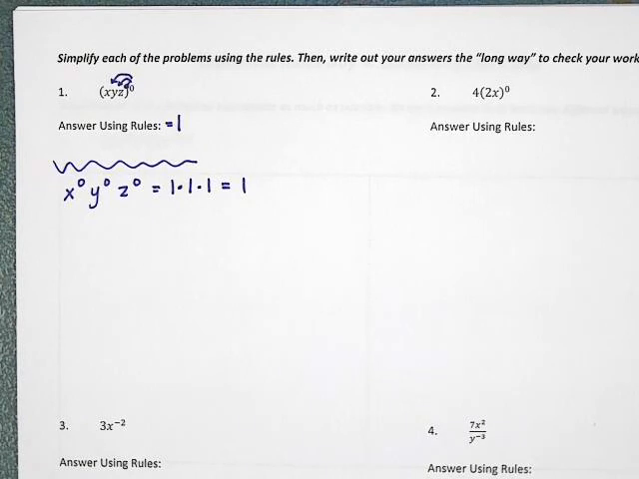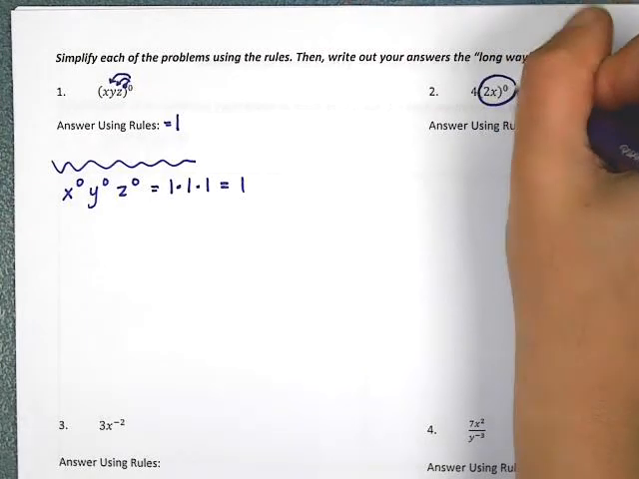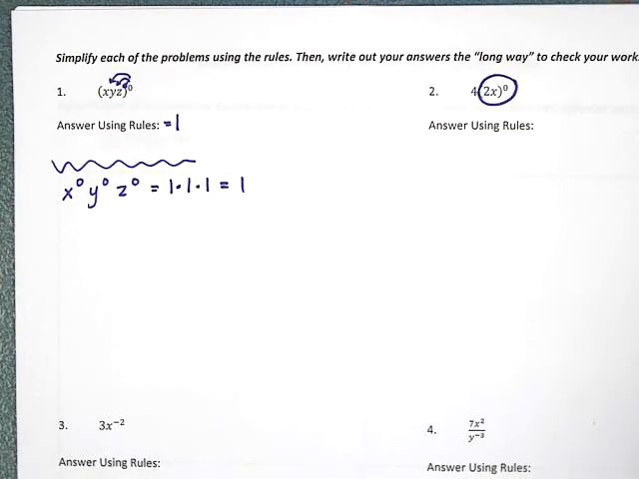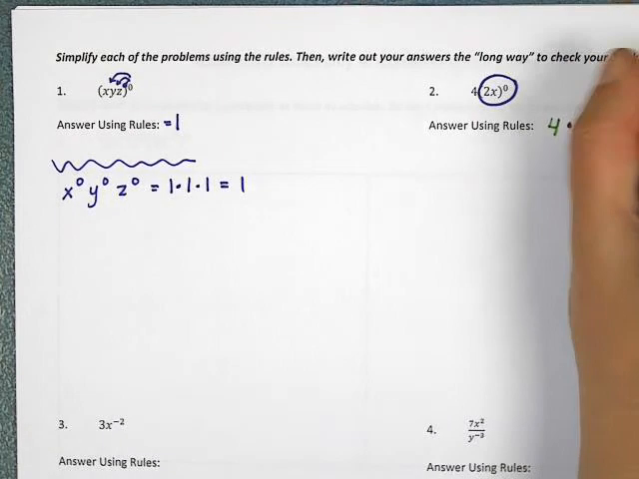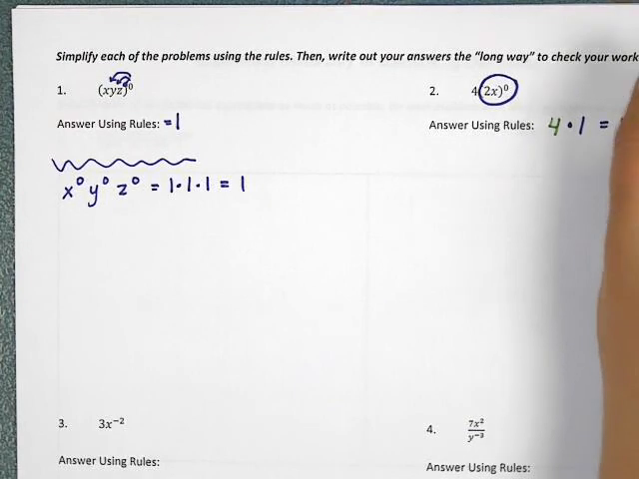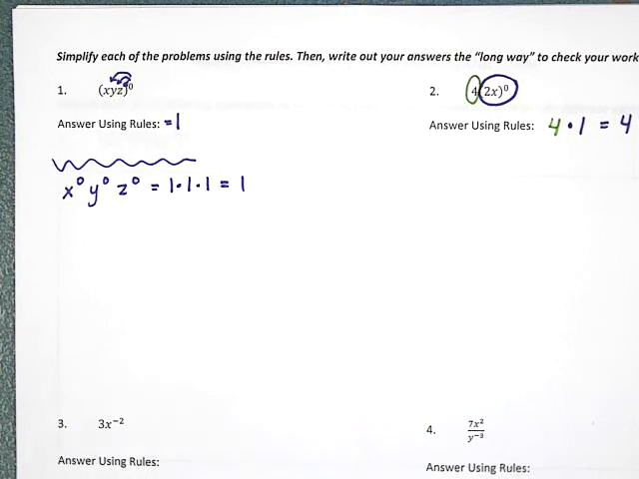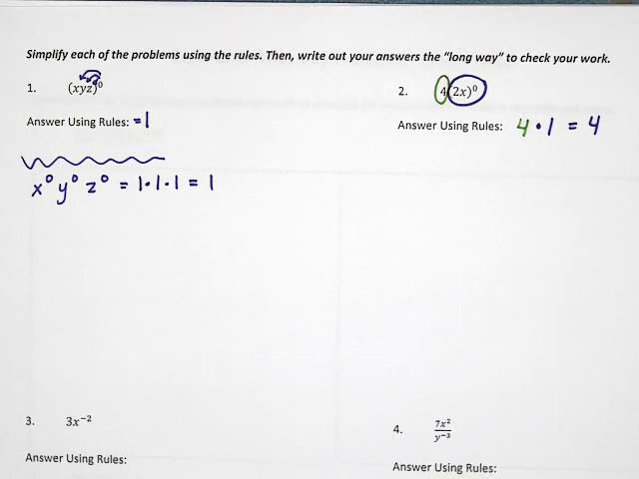For problem number 2, it's important to recognize that only the 2x has the 0 power. So the 4 is going to stay, and the 2x is going to turn into a 1, which means my final answer is just 4. So having a 0 power doesn't make the answer to the question 1, it makes that term or factor turn into a 1.